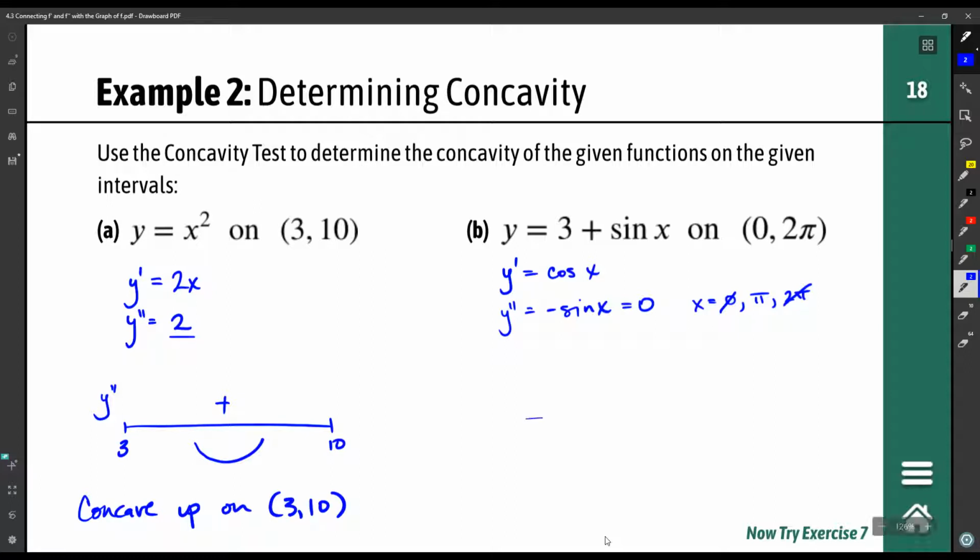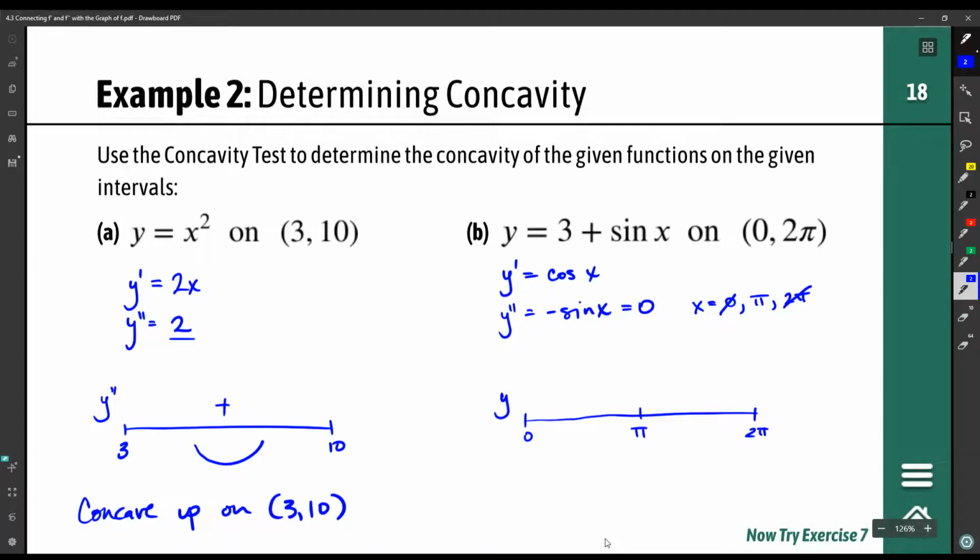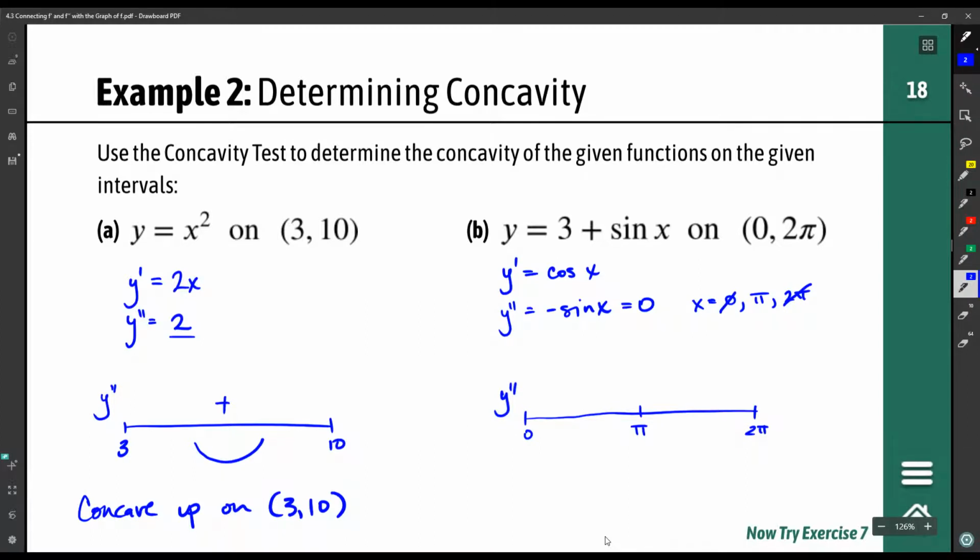So we want to set up a number line that begins at 0 and ends at 2 pi. That's our interval. We have a critical number at pi, and this is a test of y double prime. Now, pick a test value between 0 and pi. I'm going to pick pi over 2. In the second derivative, negative sine of pi over 2 would give me a negative 1. So that means from 0 to pi, y double prime is negative.